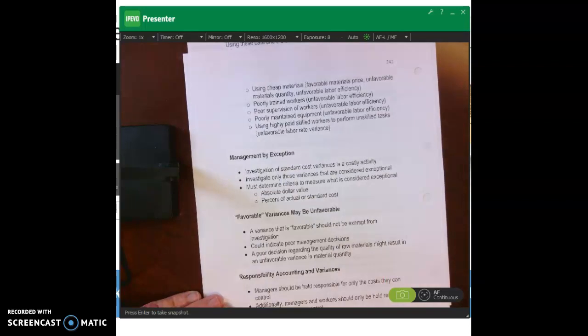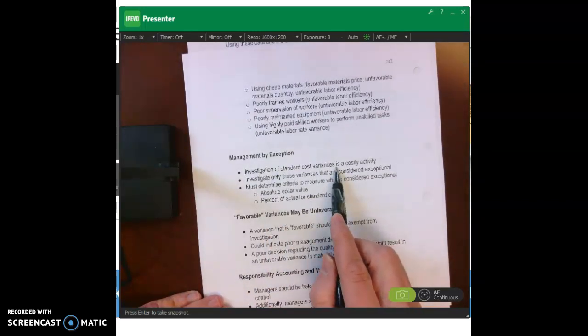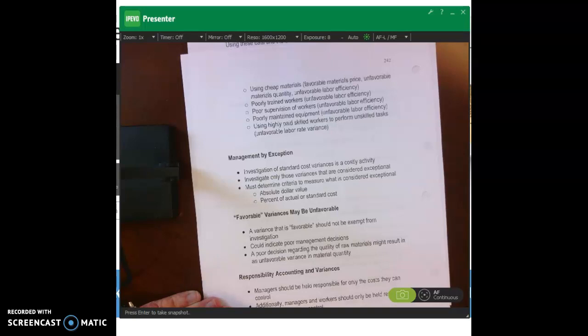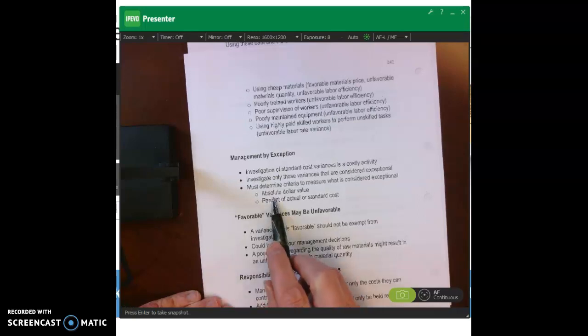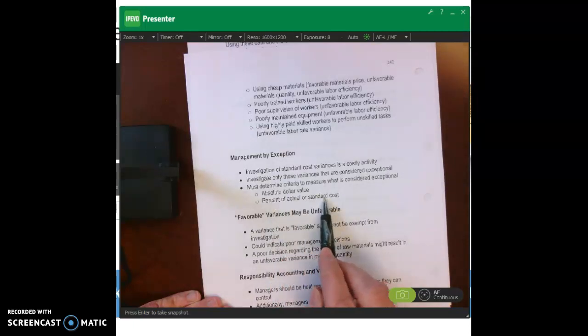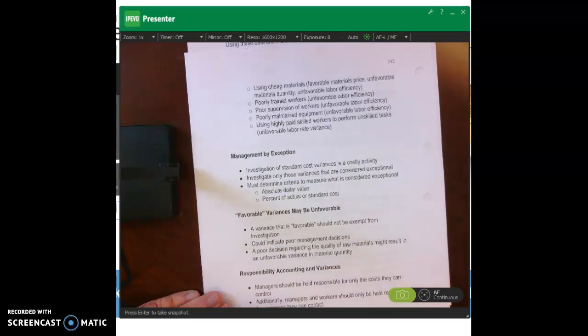Management by exception. Investigation of standard cost variances is a time-consuming activity. We only want to look at those variances that are really significant. Really significant, maybe in terms of absolute dollar value or in terms of the percent of actual or standard cost. These are ways that we could determine whether something's significant.